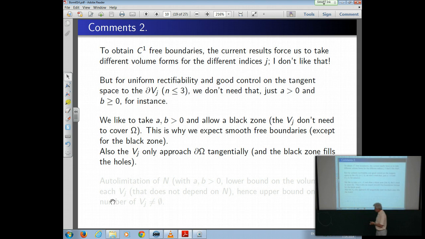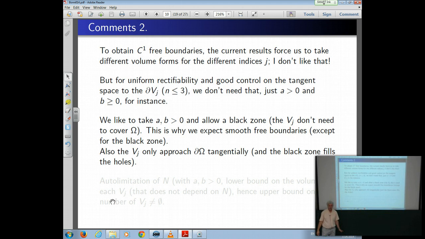One third comment, and then I'll try to draw a picture of what I claim the minimizers look like. We decided to take A positive, which means to pay for volume, because it's also much better in terms of the regularity results that we can get for free boundaries. This way, we discovered that it's good to allow something which I'll call a black zone, which is not covered by the VIs. I didn't say that the VIs had to cover the whole domain. In terms of eigenfunctions, it means that you just declare that there will be a zone where the eigenfunctions will not like to be. And apparently it works.